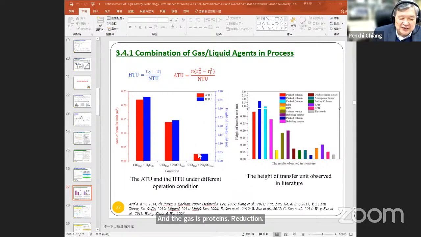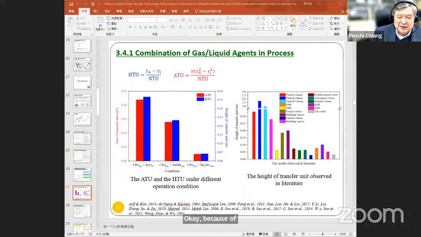As you can see, by using chlorine dioxide with sodium sulfite, we have a very, very small HTU and ATU, the area of a transfer unit. If you see a smaller HTU and ATU, obviously that means very excellent performance because of this technology.